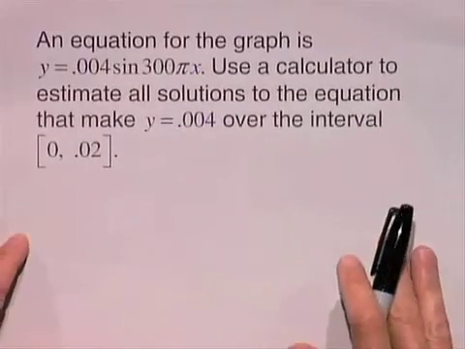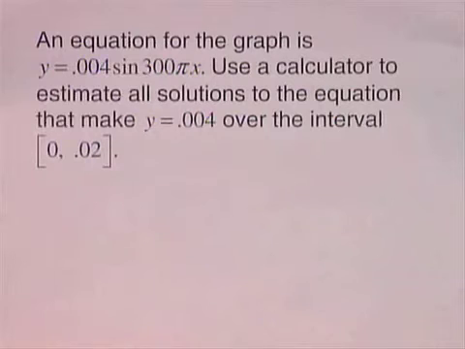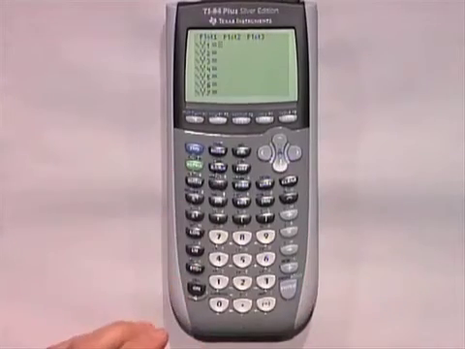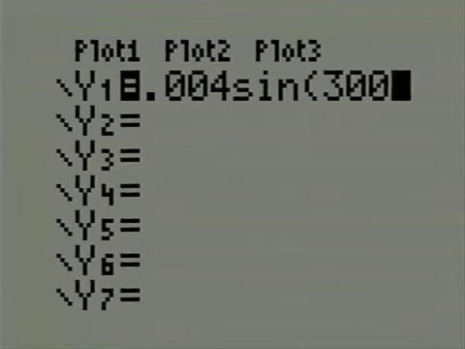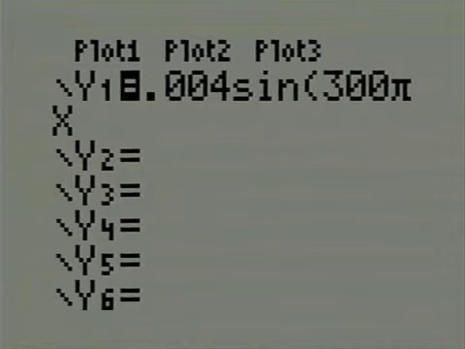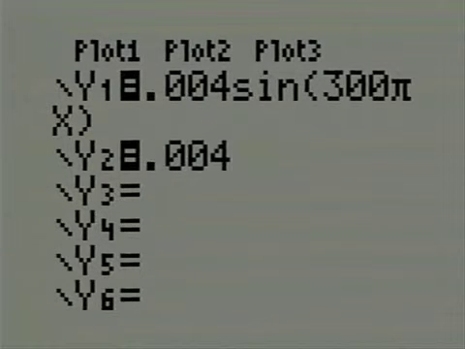Okay, let's continue. An equation for the graph is y equal 0.004 sine 300 pi x. We want to use a calculator to estimate all solutions to the equation that make y equal to 0.004 over the interval 0 to 0.02. So at this point, we want to grab our calculator, turn it on, and go into y equals. In y equals, we want to enter 0.004 sine of 300 pi times x as one function. A second function is 0.004, and we're going to find the points of intersection of these two functions.